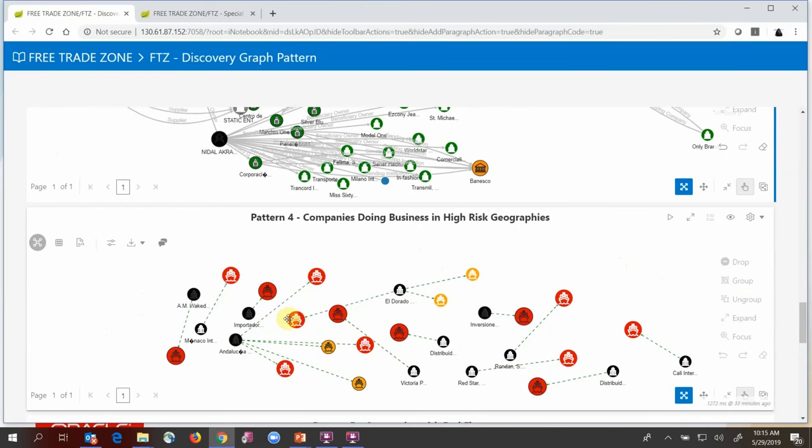The next pattern is about companies doing business in high-risk geographies. The icons which are represented by red color have a higher risk versus the ones in orange color.